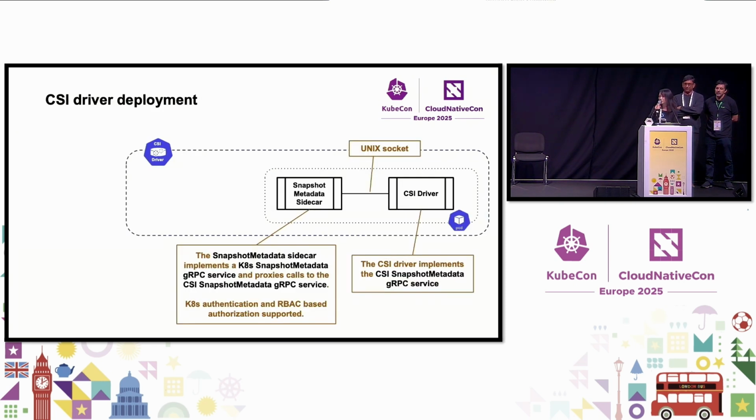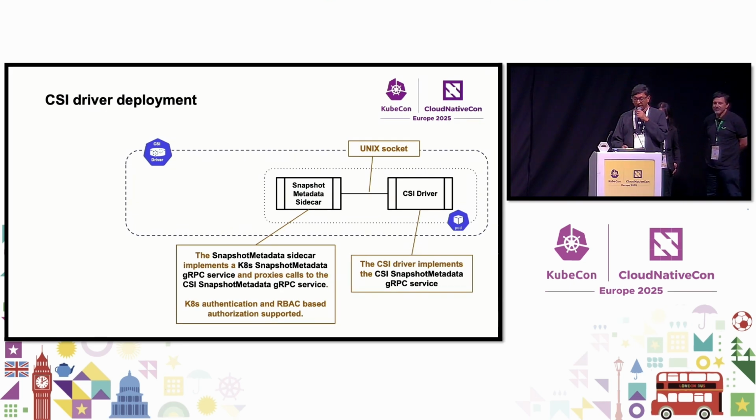Now let me hand it over to Carl, who will talk about the CSI driver deployment. Thanks, Xing. So as Xing introduced this topic, there are two APIs, really. There are two gRPC APIs. There's the CSI API, which the CSI driver will implement. And that API is the one that actually provides the raw data.